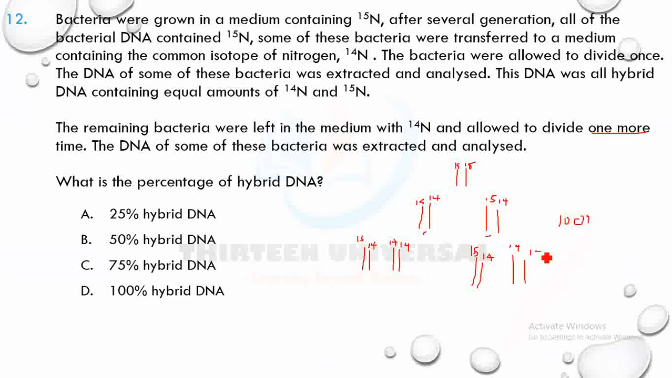The question is asking: what is the percentage of hybrid DNA after the second division? This is the first division, this is the second division. Out of 4 DNA molecules, 2 are hybrid, this and this. So that's 2 over 4, which is half of it. Half of 100% is 50%. You see that every generation it decreases by half. If we go a third time, it's going to be 25% for the hybrid. So after the second division, it's going to be 50%. This is the answer.